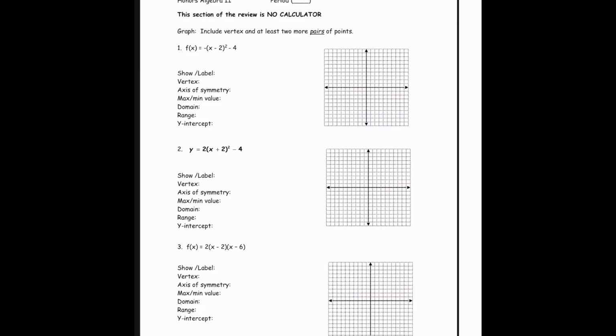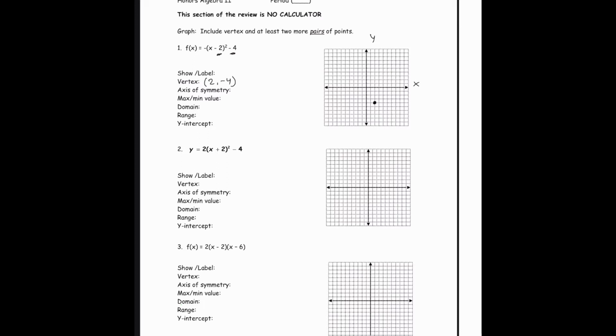So number one, negative (x minus 2) squared minus 4. The vertex is going to be the opposite of whatever these values are here. So x minus 2, so plus 2, and then minus 4 is outside, so minus 4. So here's my x and y. So 2, negative 4. Here's my vertex.